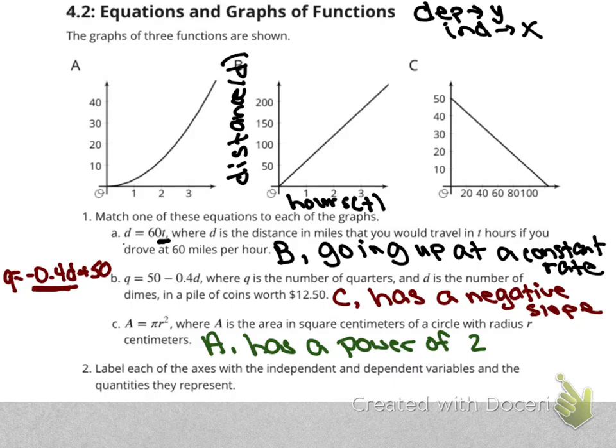So let's look at the next one. We've got Q equals 50 minus 0.4D. Q is in that y space. Q stands for quarters, so we're going to go to graph C. And on our dependent, which is our y, we're going to put quarters. Which means D, that stands for dimes, is going to go on the x-axis for the independent variable because it's in that x spot in the equation.